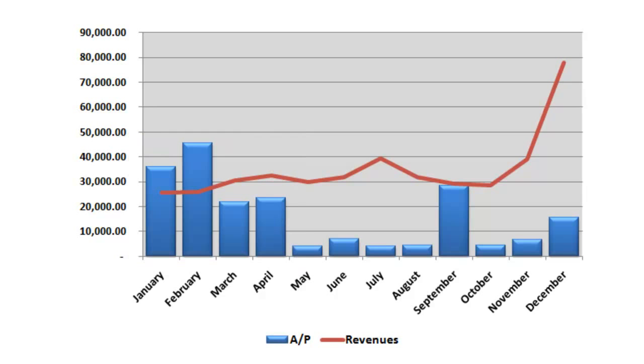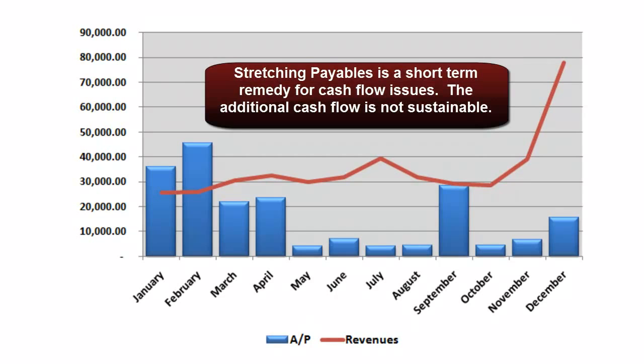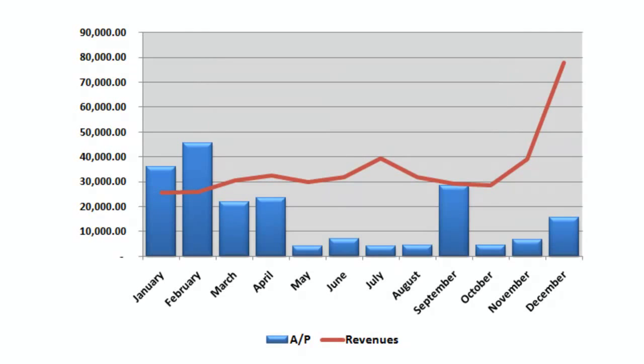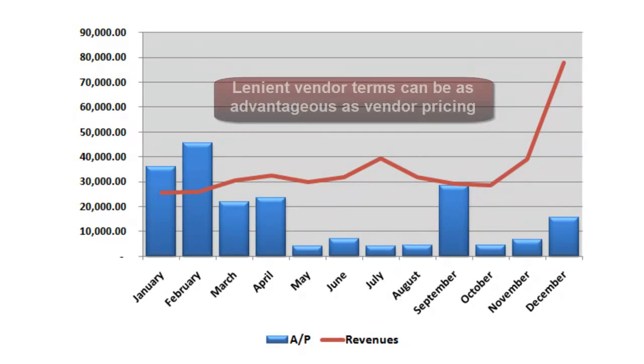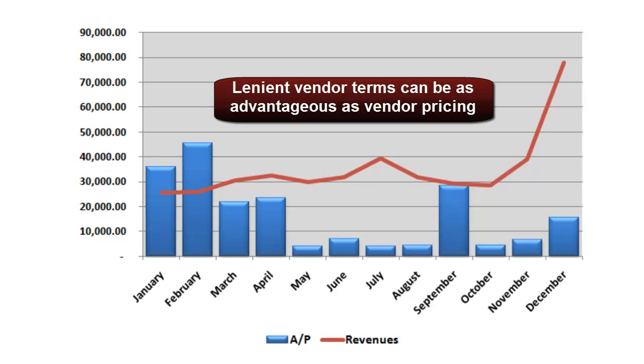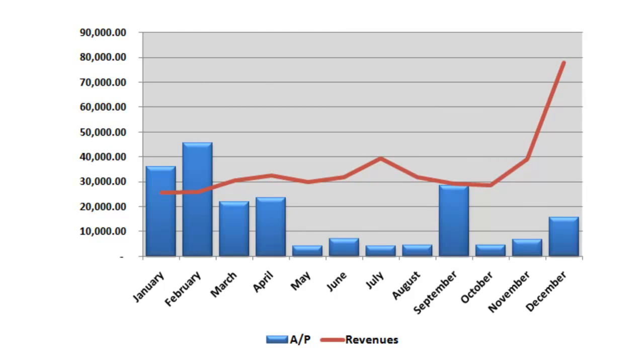Now, there are 2 points that I'd like to mention regarding managing payables. First, tweaking payable timing is a short-term remedy for cash flow issues. The improvement in cash flow isn't sustainable. In other words, the bills are still going to have to be paid at some point. This leads me to my second point, that favorable terms from a vendor can be just as important as pricing. The ability to stretch out payable turnover time with little or no financial penalty can provide your business with the ability to not have to tap into a revolving line of credit for working capital or dip into cash reserves.